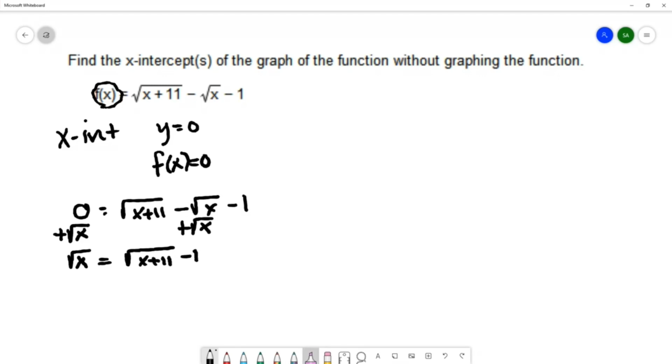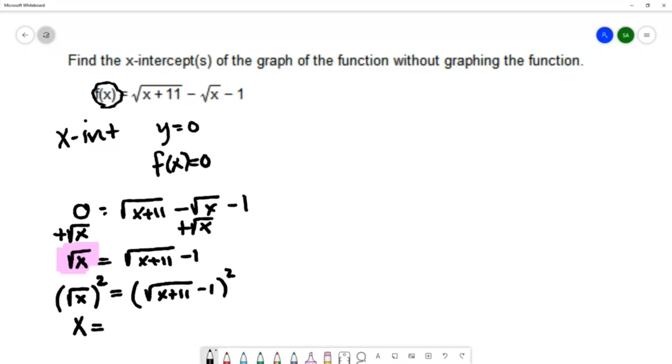So now I have this radical, square root of x plus 11, isolated on one side of the equation. Once you have it isolated, then you're going to get rid of it. So the way you get rid of a square root is to square. I'm going to square the left, and whatever you do to one side, you have to do the same thing to the other side. So you square the right, and the square root and the square will cancel each other out on the left, so we're just left with x.